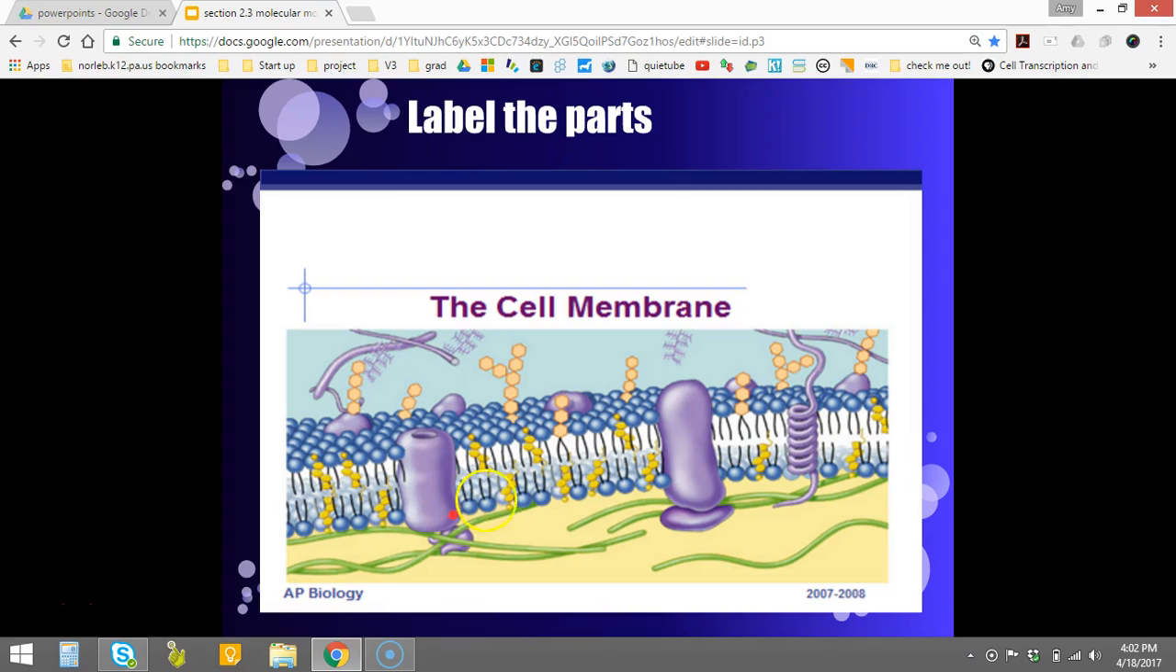Make sure your lipids are in two layers and the tails go in the middle of the sandwich, the heads go on the outside of the sandwich. You're certainly welcome to draw the identifier proteins and cholesterol, which would be these yellow things, but the lipids and the proteins are the parts we need to focus on for the rest of our discussion on molecule transport.